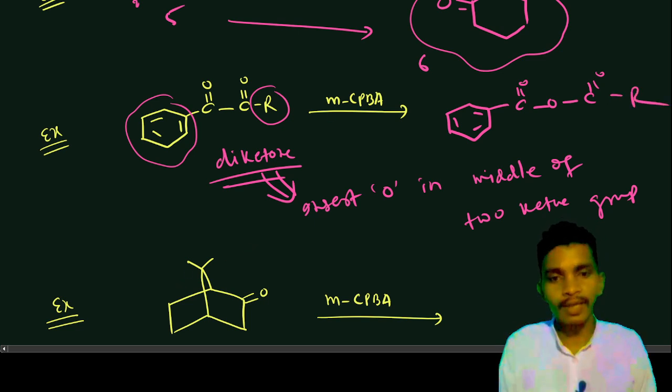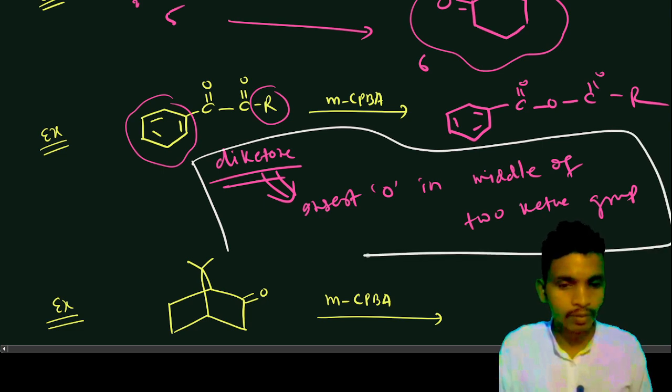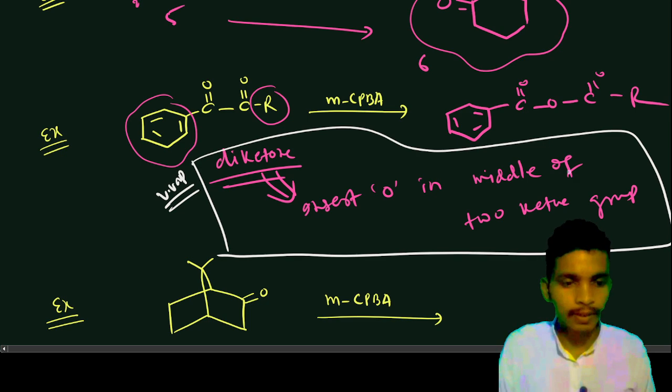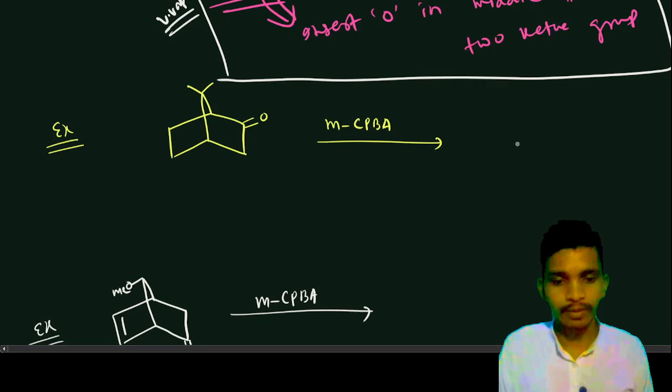So in case of diketones, we have to keep in mind what we will do: insert O in the middle of the 2 ketone groups. 2 ketone groups means in the middle we will put that O. Okay, so this is the final answer for these examples.